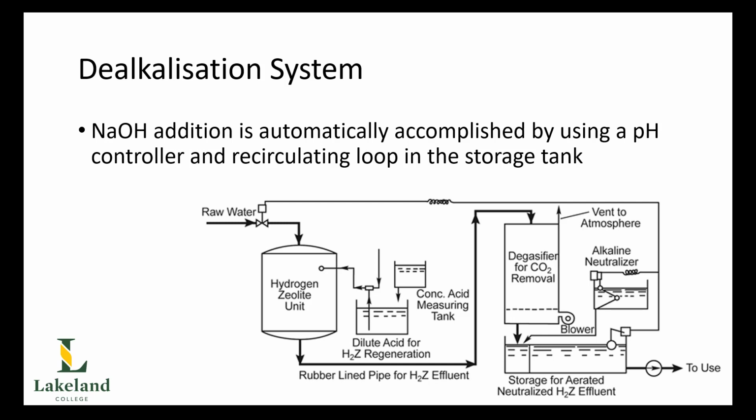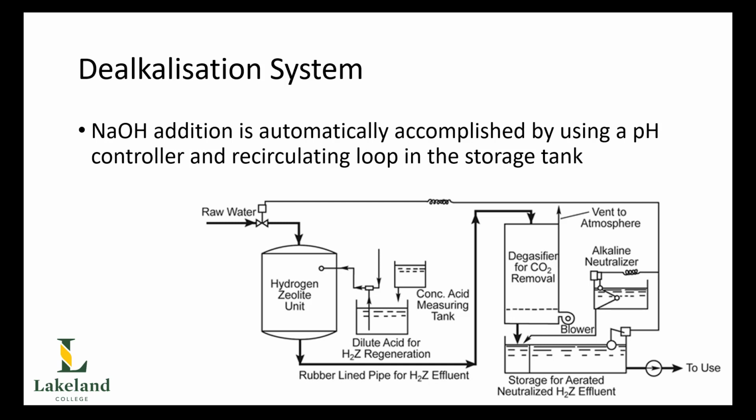So what we can see here then is we have a hydrogen zeolite unit regenerated again using sulfuric acid, passes through as hydrogen zeolite effluent out of there, which will be our acidic water, depressed to the point of free mineral acidity, passes through our degasifier to strip off CO2 by aeration, then into the tank at the bottom, where it will then be neutralized using typically sodium hydroxide or caustic.